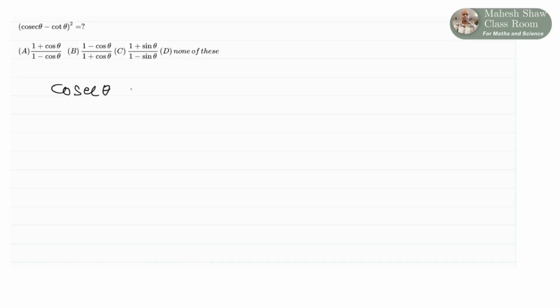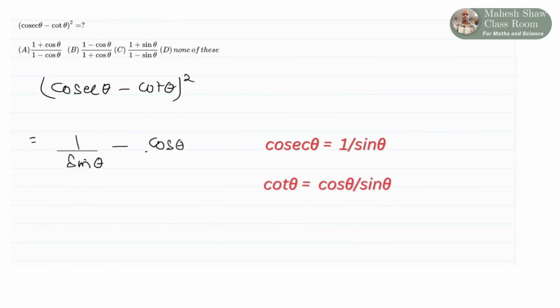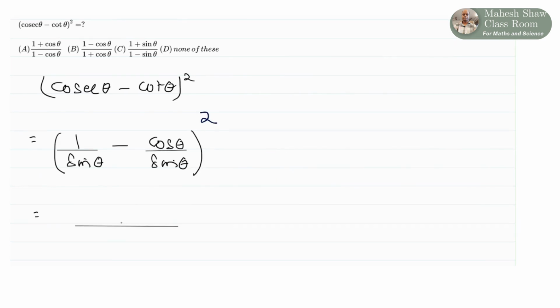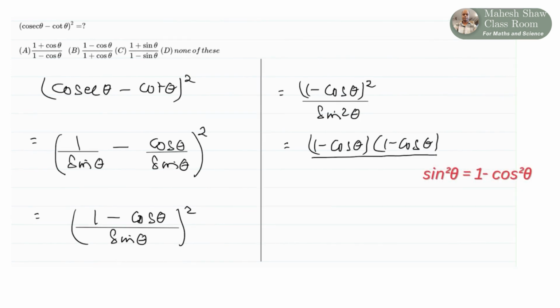We have cosec theta minus cot theta, the whole square. So we can write cosec as what? 1 over sin theta, and cot as cos theta over sin theta, the whole square. Now taking sin theta as LCM, we get this as 1 minus cos theta and the whole square. Now separating the square, it is 1 minus cos theta the whole square, that divided by sin square theta. Now we can write 1 minus cos theta whole square as 1 minus cos theta into 1 minus cos theta, and sin square theta can be written as 1 minus cos square theta.